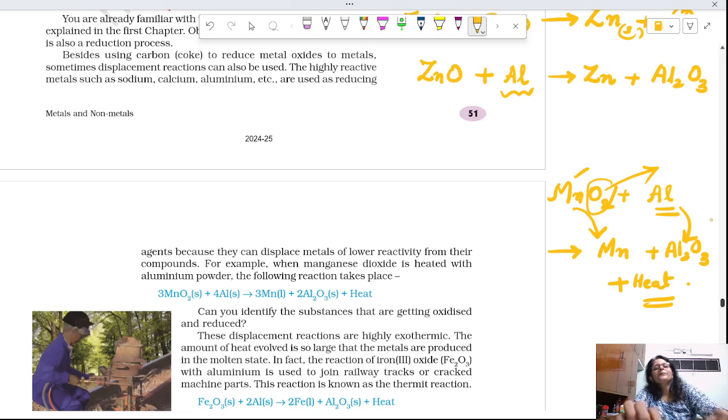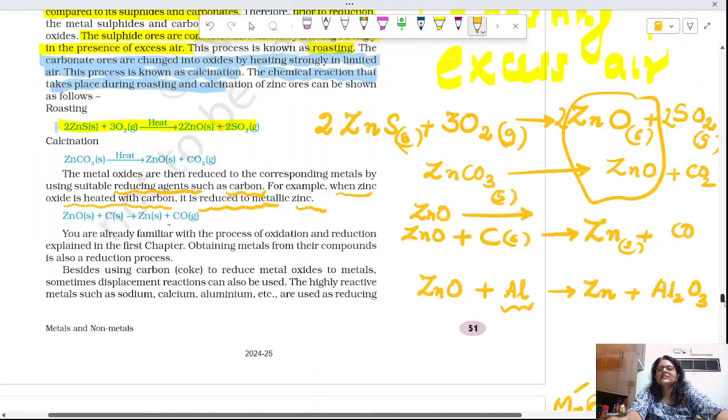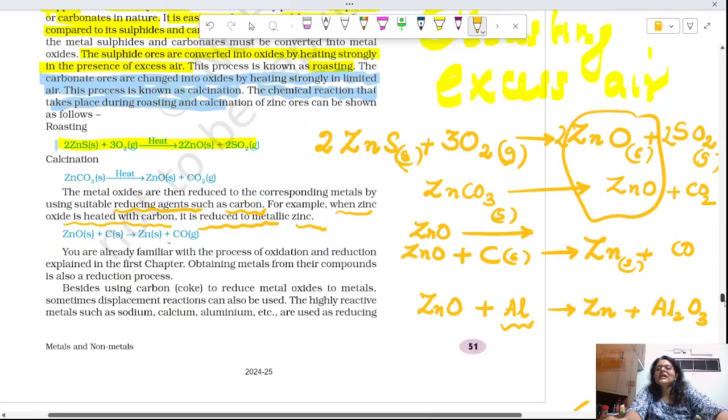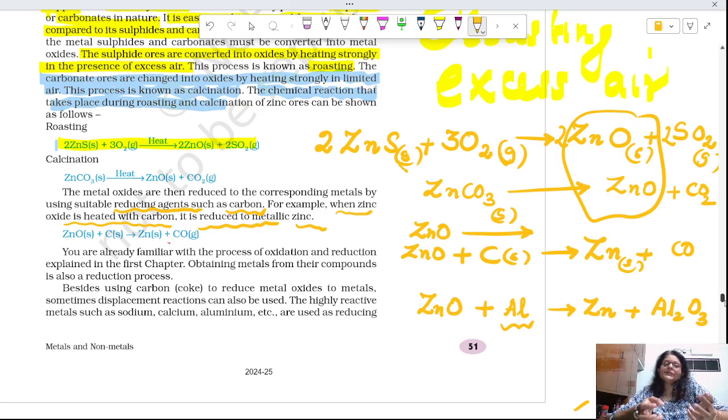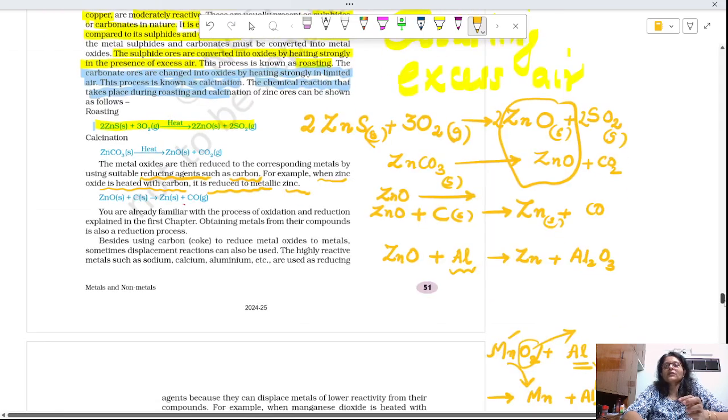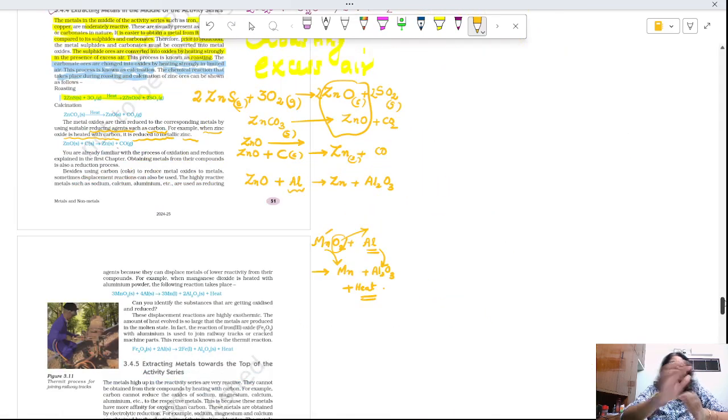So we are going to end this class here because it's time, and I hope you understood all these things: extraction of metals, the methods used, and that the method we select depends upon the reactivity series of the elements. All those things we have come across, and it is very important to write the equations down and learn them.